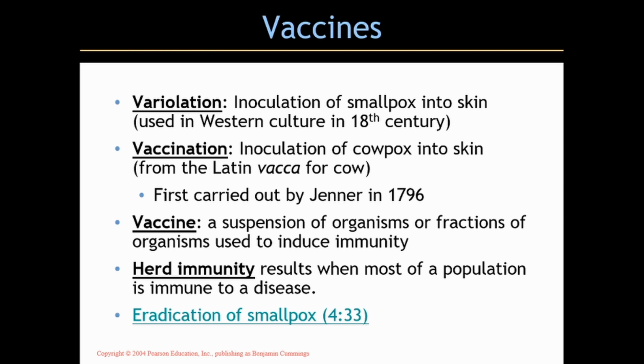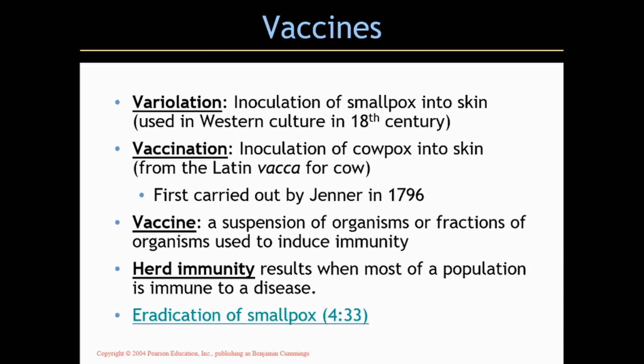So what is a vaccine? A vaccine is a suspension of organisms, or fractions of them, and we'll look at that in a couple of slides here, used to induce immunity within a person or within a population if it's given on a mass scale. Herd immunity will result when most of a population is immune to a disease. So, for example, in the United States, measles was declared eliminated in the year 2000. And that would coincide with herd immunity in the United States.